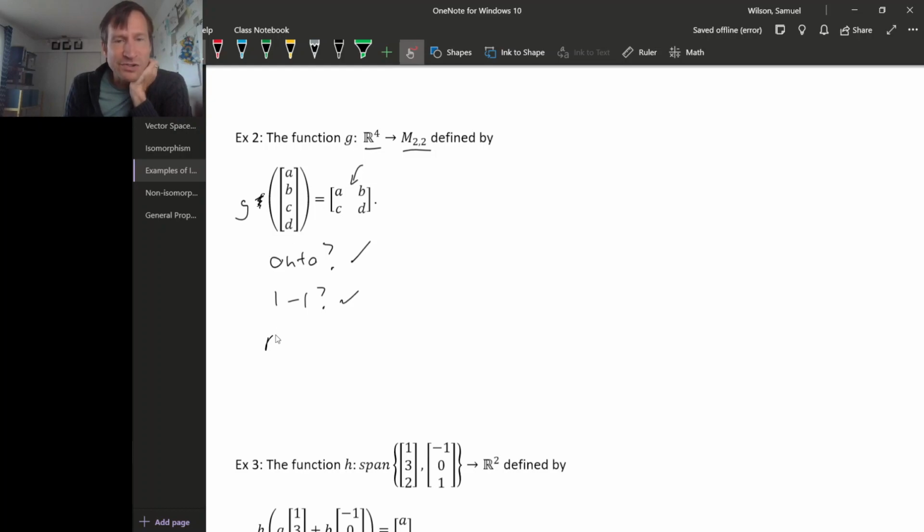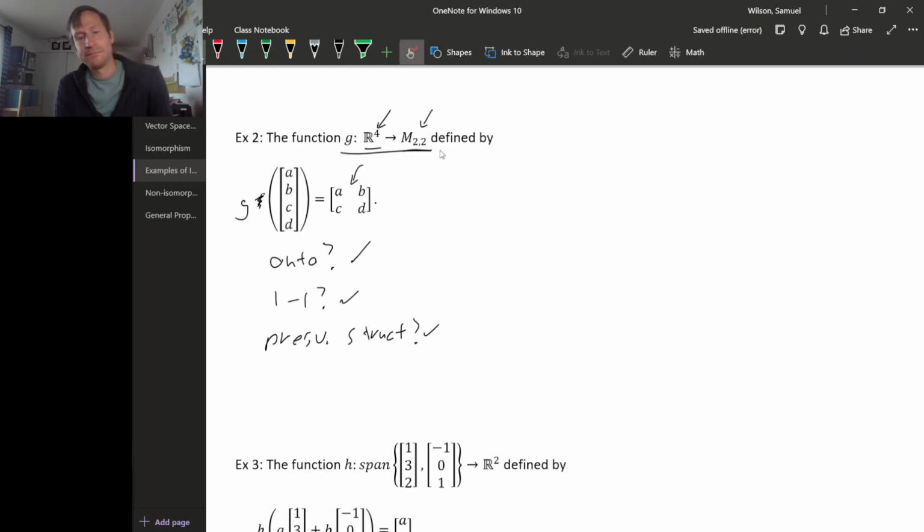And then does it preserve structure? Does it turn addition and scalar multiplication in R4 into addition and scalar multiplication in M22? And again, in a previous video, we saw why that is the case, so yes. So this is an isomorphism.